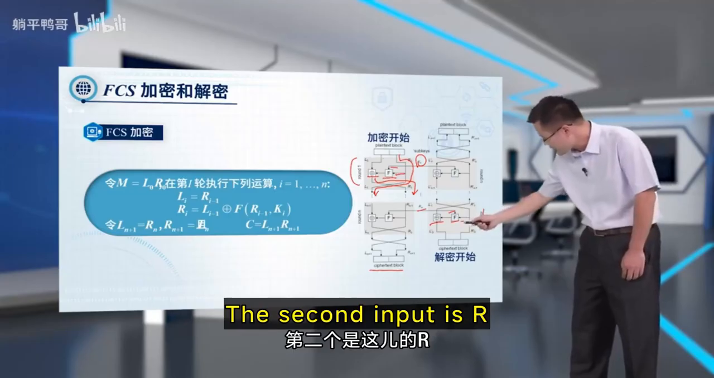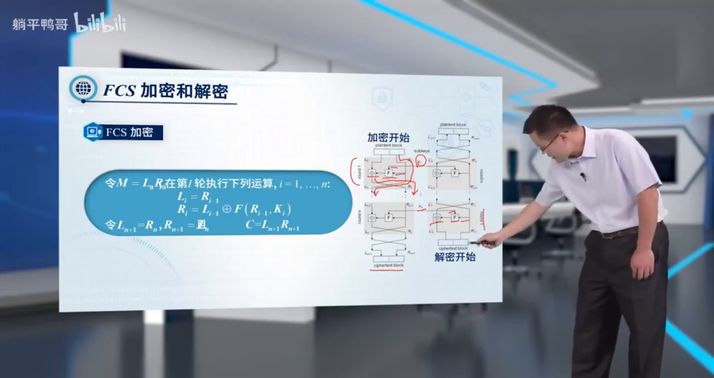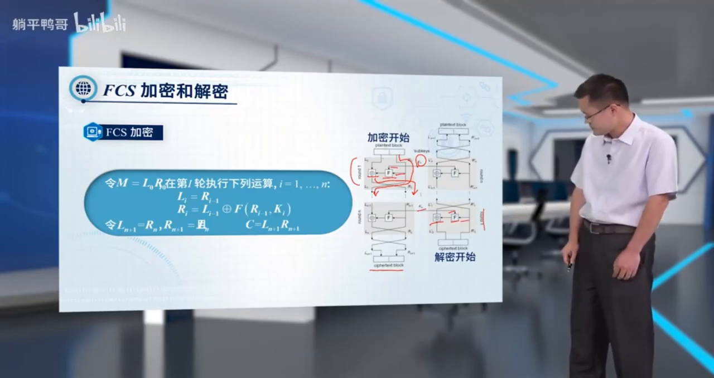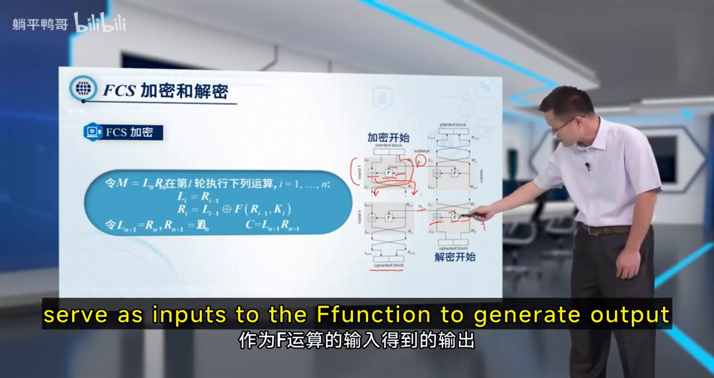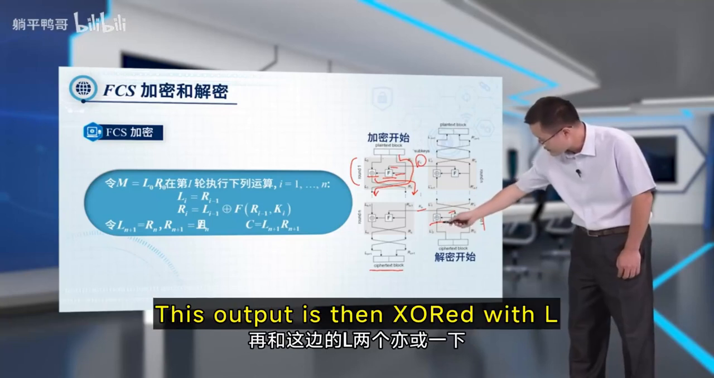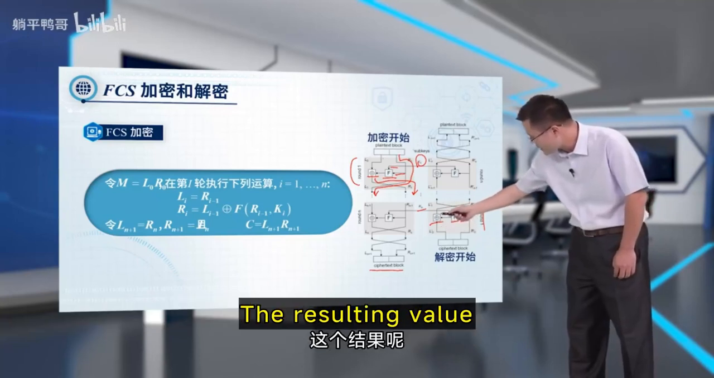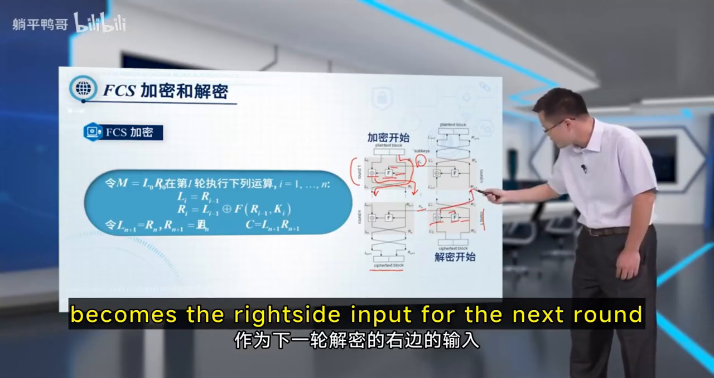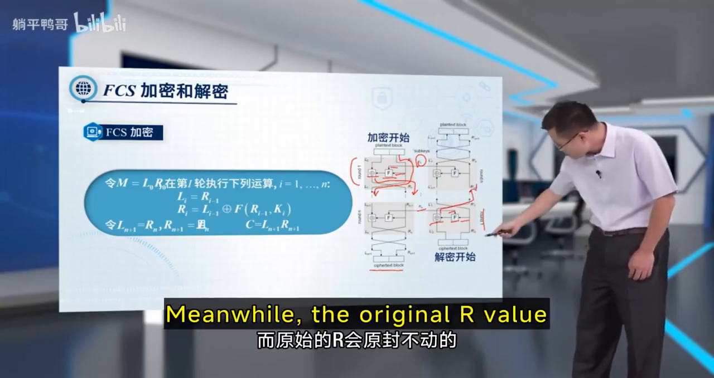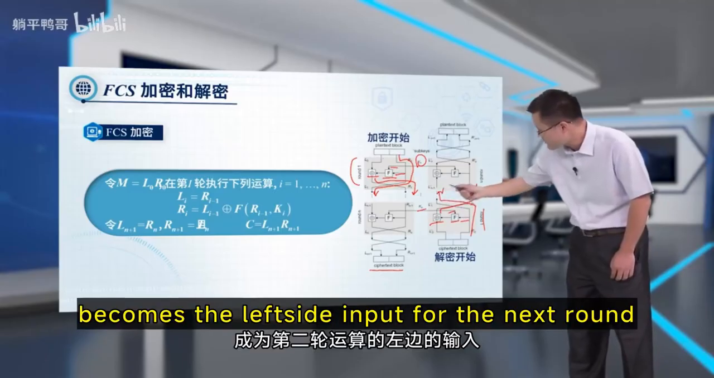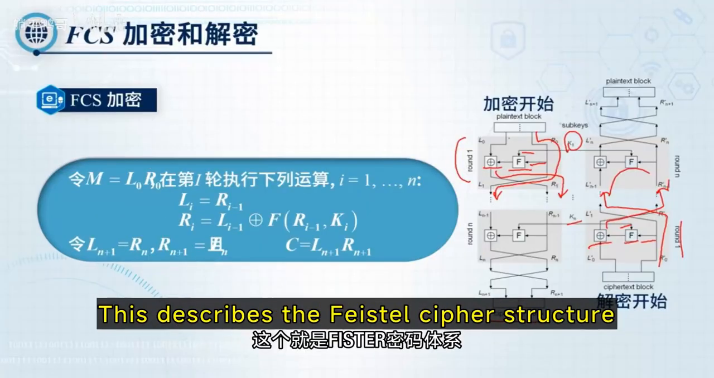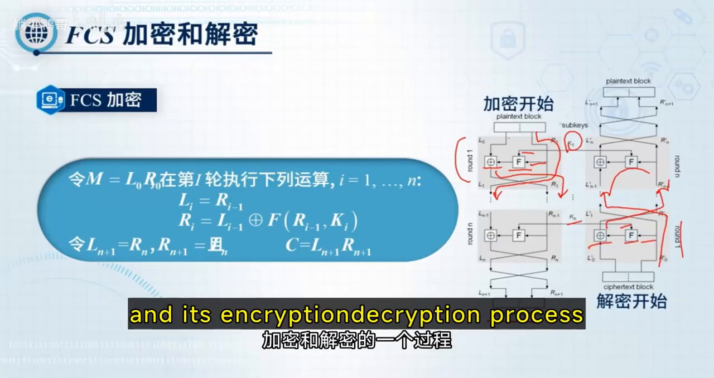The second input is R. Both R and subkey Kn serve as inputs to the function to generate output. This output is then XORed with L. The resulting value becomes the right side input for the next round. Meanwhile, the original R value becomes the left side input for the next round. This describes the Feistel cipher structure and its encryption-decryption process.